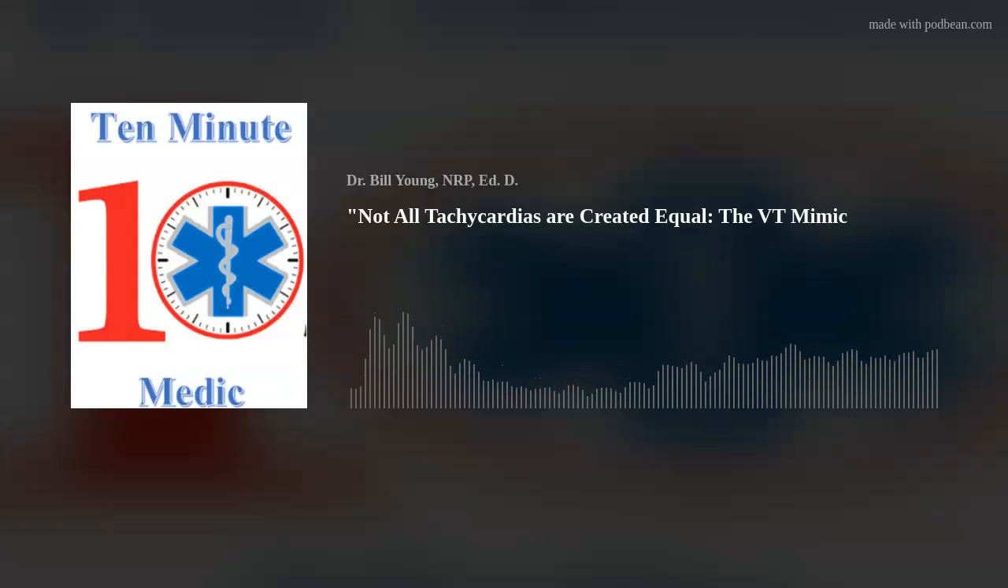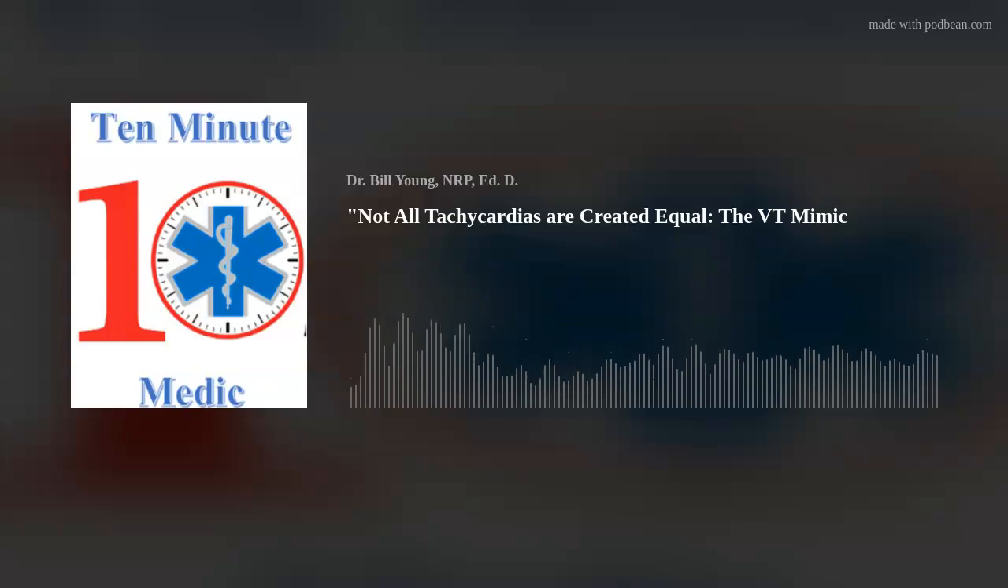This condition can be easily mistaken for something more serious, supraventricular tachycardia, or SVT with aberrancy. There's a specific subset of tachycardias where conduction delay in the heart mimics the more dangerous VTAC, or ventricular tachycardia.